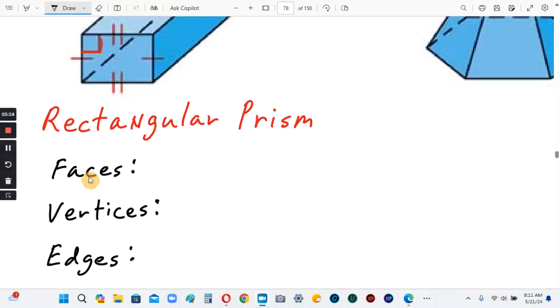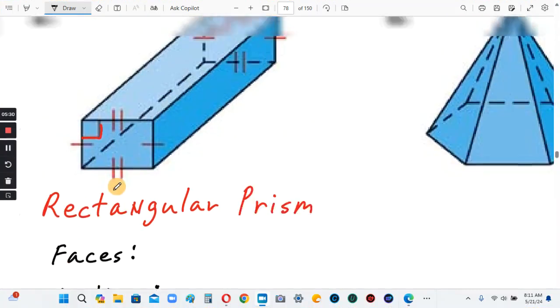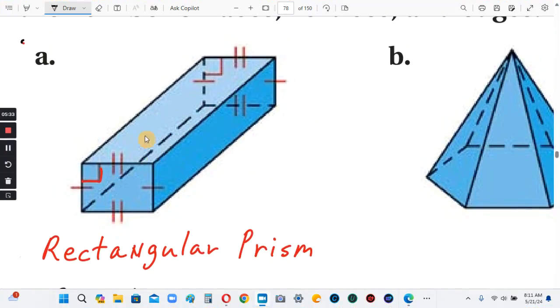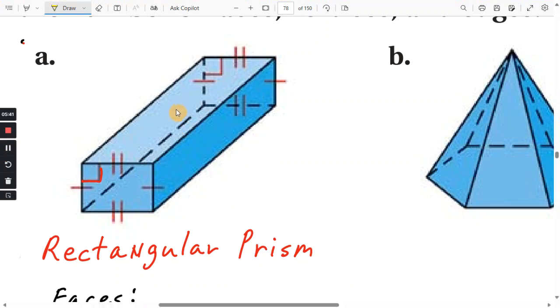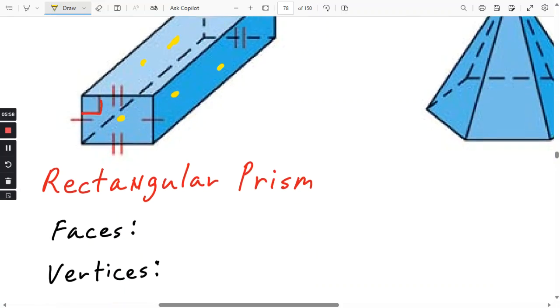All right, so then we want to find the number of faces, vertices, and edges. Let's start with the faces. See if you can figure out how many faces this has. For the faces, we have one on the top, one on the bottom, one on the right, and one on the left. That's going to be 4. And then we have one in the front, and one in the back. So 4 plus 2 faces, that's 6 faces.